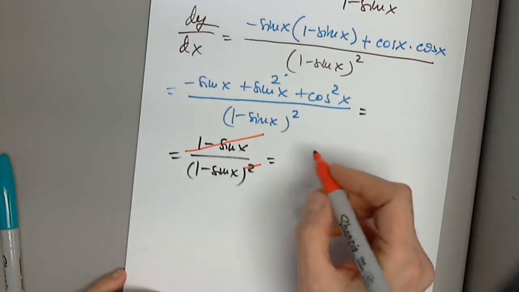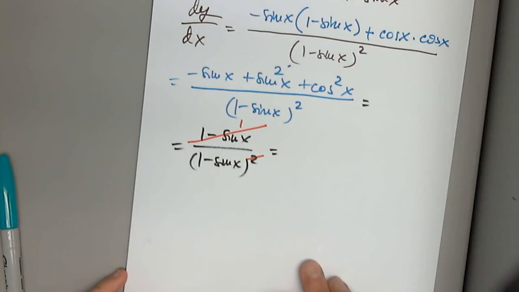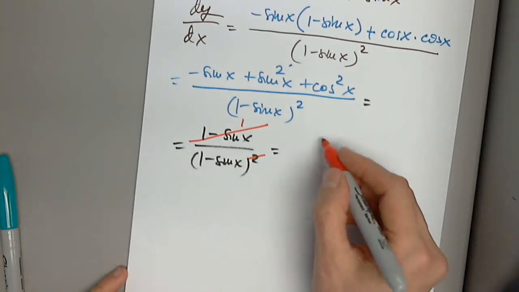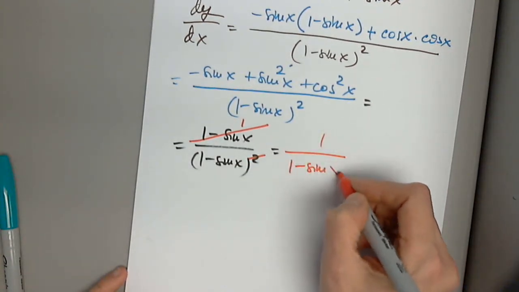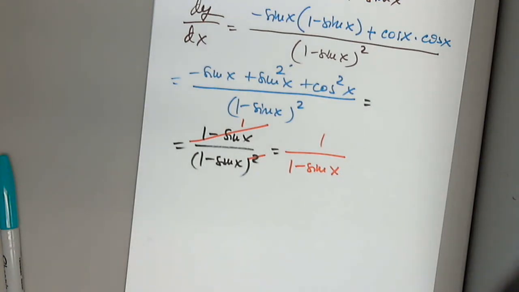What is left at the top? Remember, you always have to write 1, not 0, because I've seen it. So this is 1 over 1 minus sine x. And that's fully simplified. Any questions on the process? Anything? Any questions? Yes, please, Vanessa.